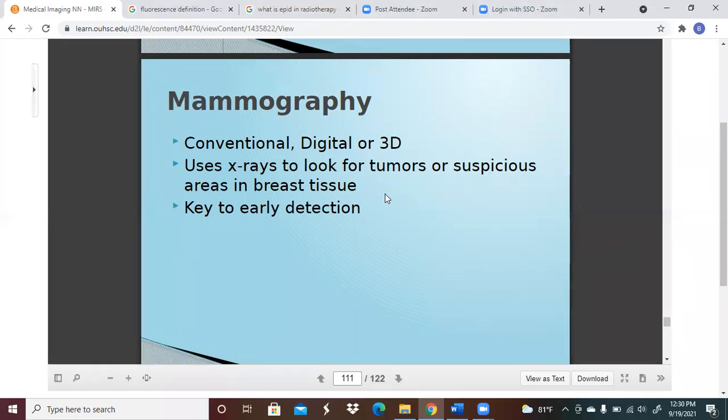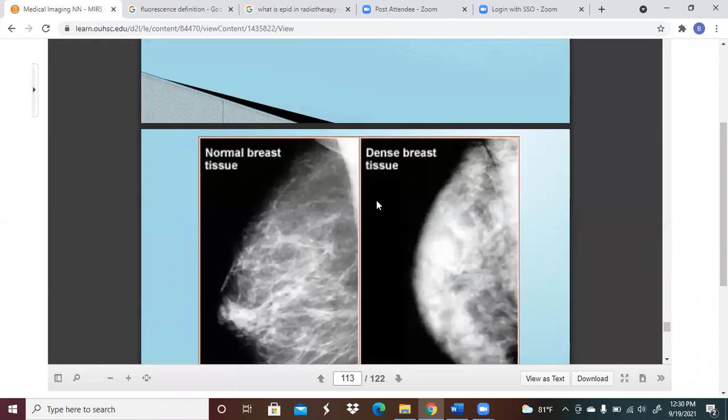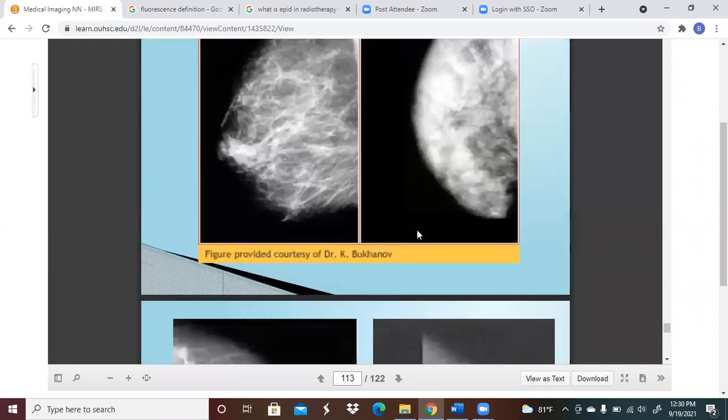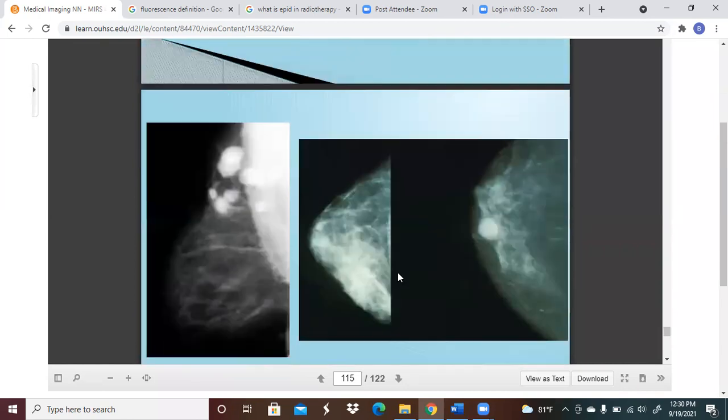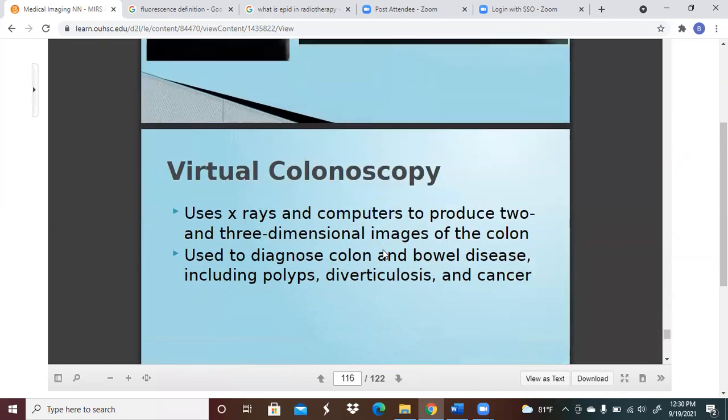Mammography, conventional, digital, or 3D. It uses X-rays to look for tumors or suspicious areas in breast tissue. And this is one of the things that you use in order to be able to determine if there's anything there that is awry. So you can see something there that might be suspicious, something there.